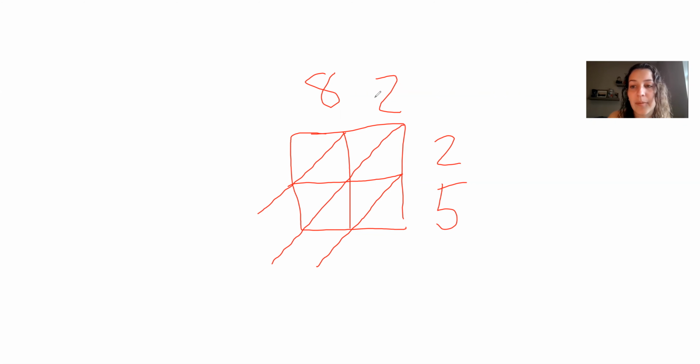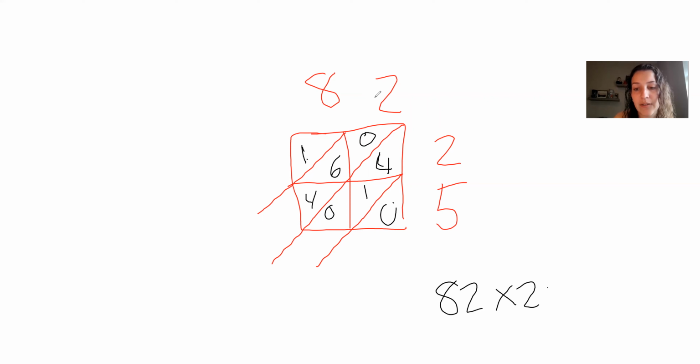Let's start in the top right. We have 2 times 2, that's 4. Then we have 2 times 5, that's 10. 2 times 8 is going to be 16. And 8 times 5 is 40. So now for lattice multiplication, to get our final answer of 82 times 25, we have to add up the sum for each of these spaces.